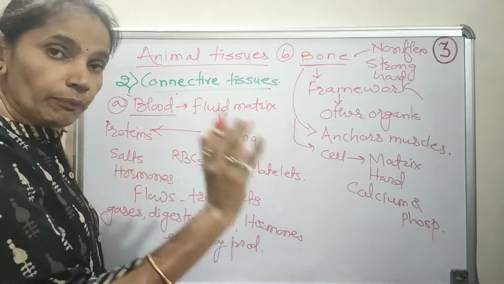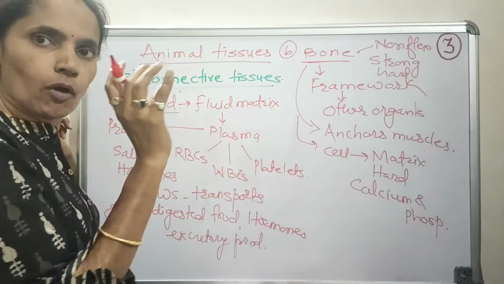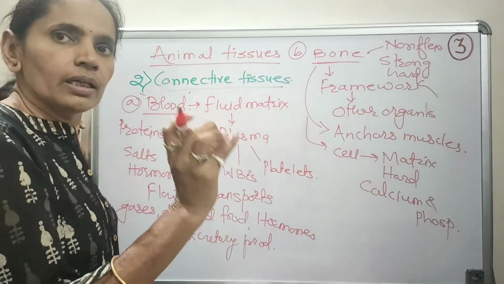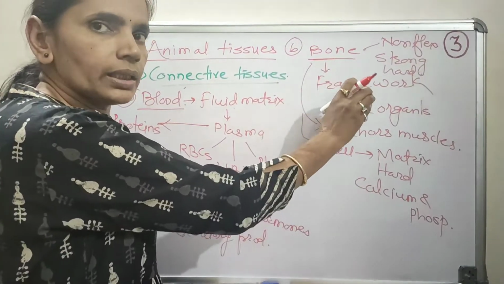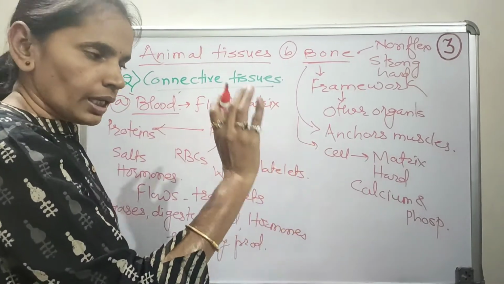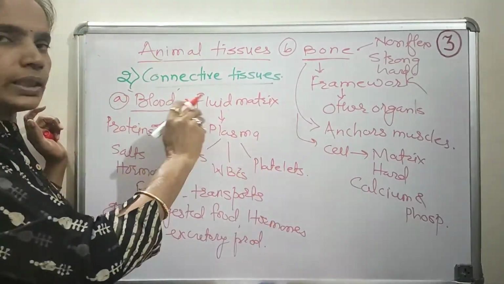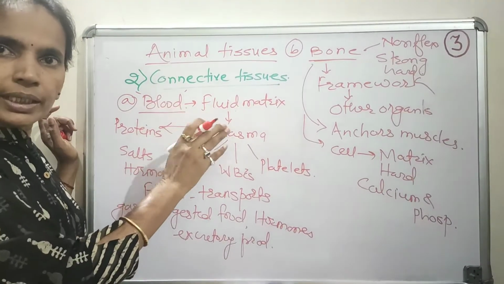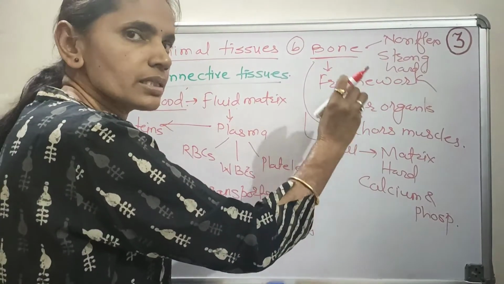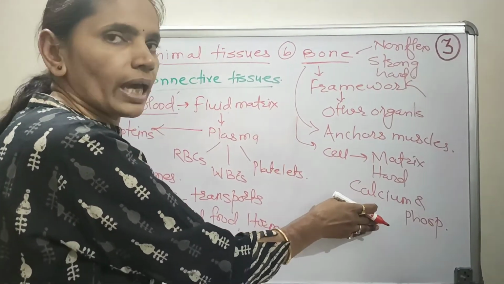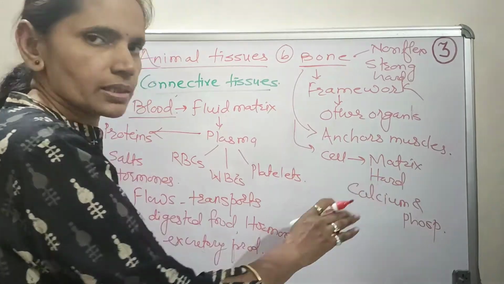The main function of the bone is that it forms the framework, it anchors the muscles and gives support to other important organs. Now then, as we know that all the connective tissue cells are embedded in the matrix, here the matrix is hard and it is made up of calcium and phosphorus substances.